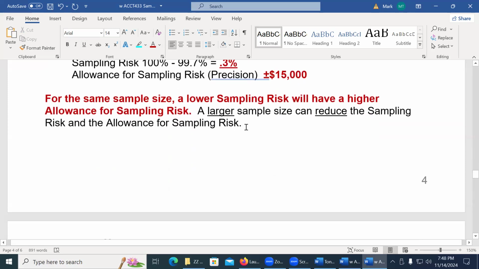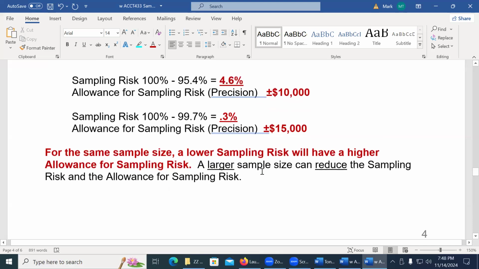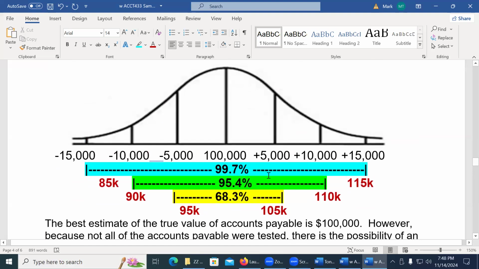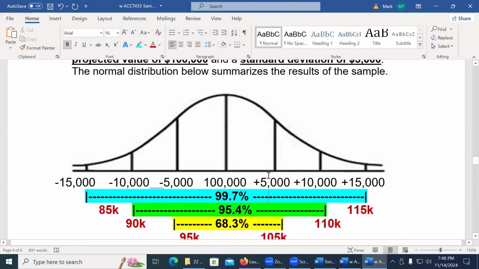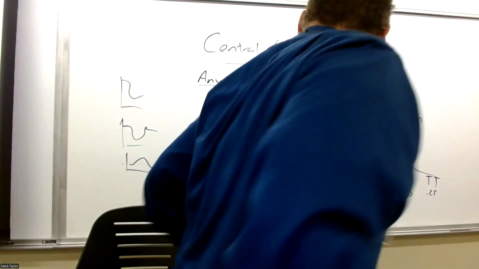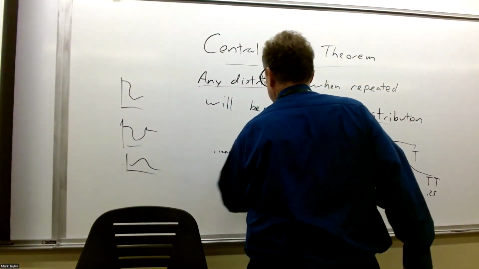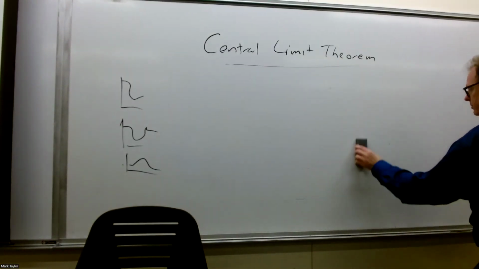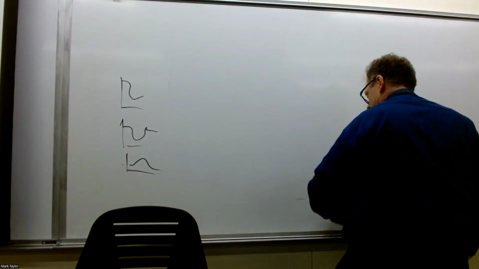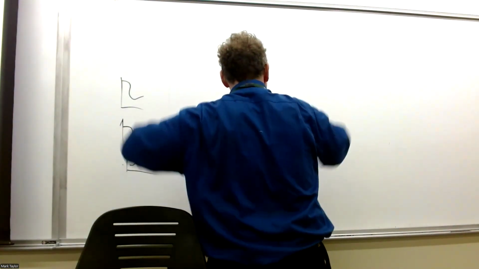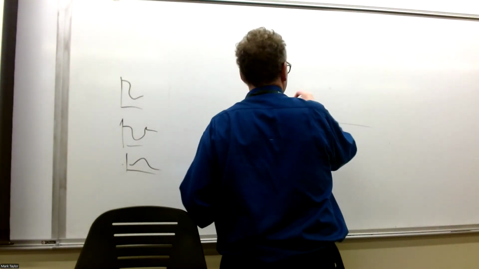Okay, a larger sample size can reduce the sampling risk and the allowance for sampling. So one of the ways that we can tighten this up is to take a bigger sample. And it'll sort of look like this. The closer you get to taking 100% of items, the narrower that gets. So for instance, if we're here, it looks like this.